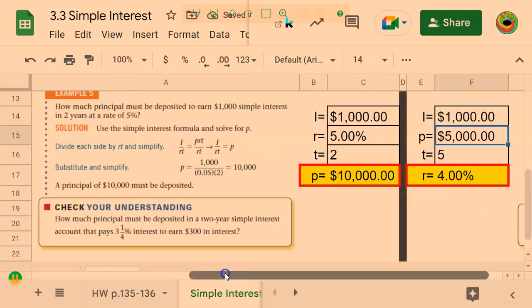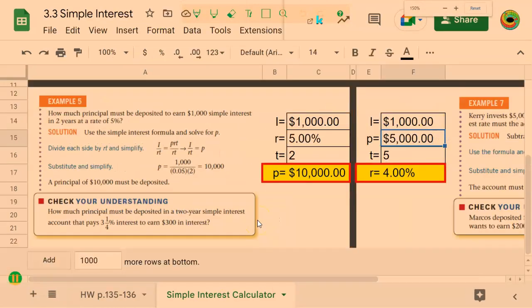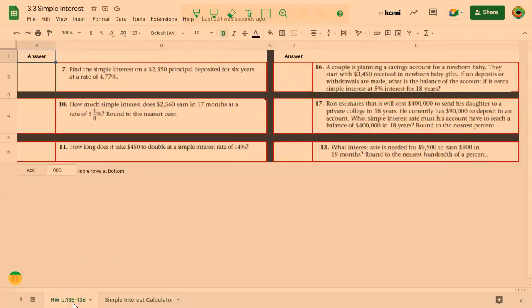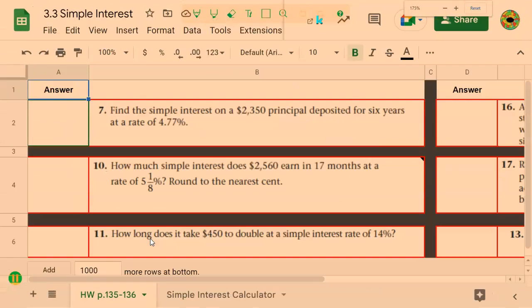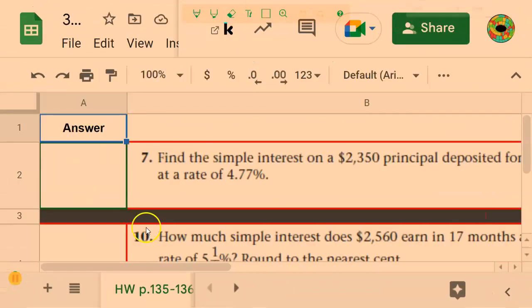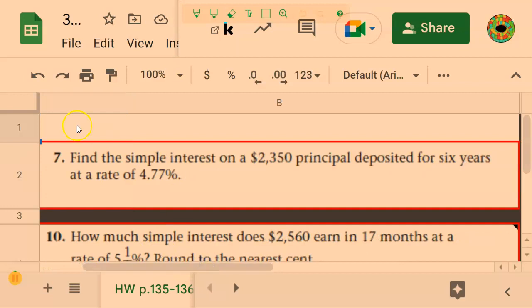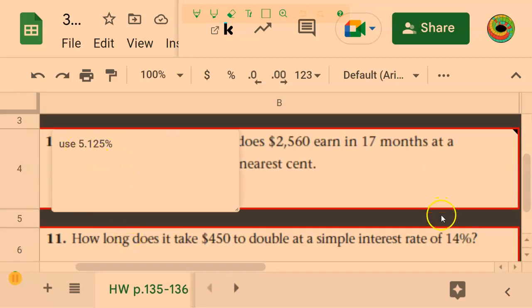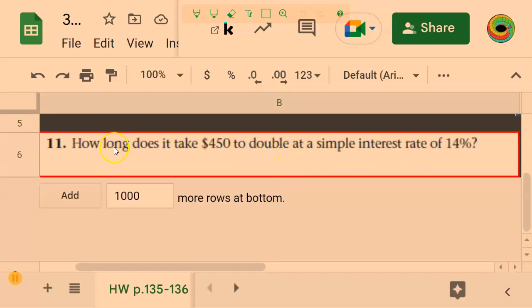All right, so those are the 4 examples. Now what you're going to do is use any one of these to answer the questions on your homework. So what you need to do is read it and identify, well, what am I solving for? So like this one says, find the simple interest. Because the first 4 words were find the simple interest, you know you have to use the formula where interest is the answer. Same thing down here. The second question is, find the simple interest. Down here it says, how long does it take to double? So that's a different question.